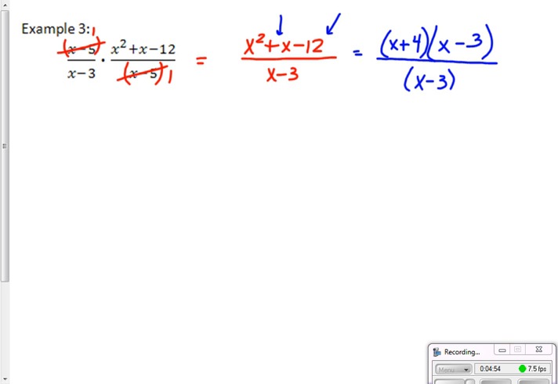So now, really, I can reduce again. I can take a binomial out of each, the top and the bottom, x minus 3, x minus 3. So your answer here in example 3 would be x plus 4. That is the only thing that is left there.